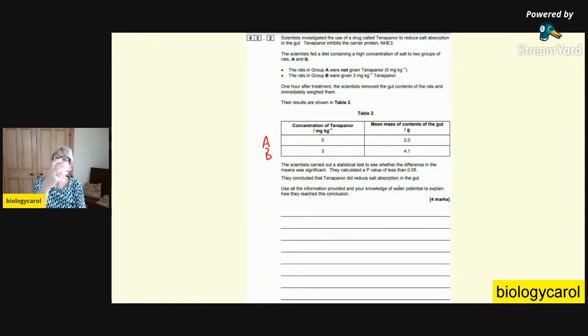In other words, the salt wasn't being taken out of the gut contents into the cells that lined the gut. Use all the information provided and your knowledge of water potential, there's your big clue, to explain how they reached this conclusion. So partly it's about explaining the significance of P is less than 0.05.